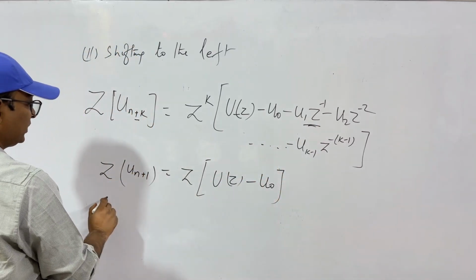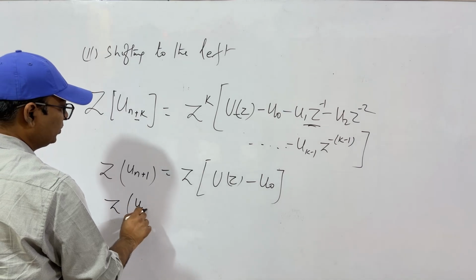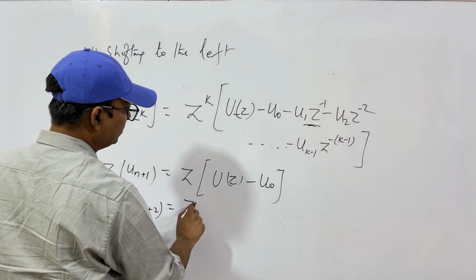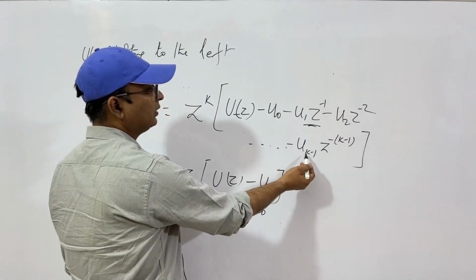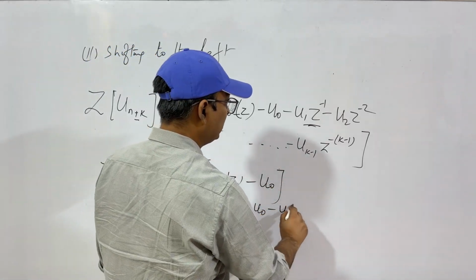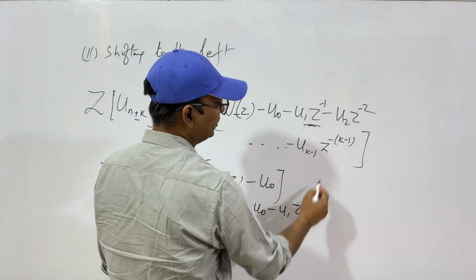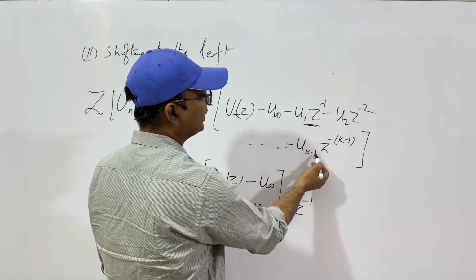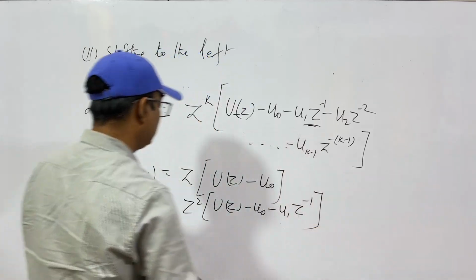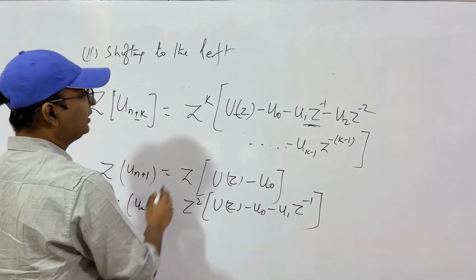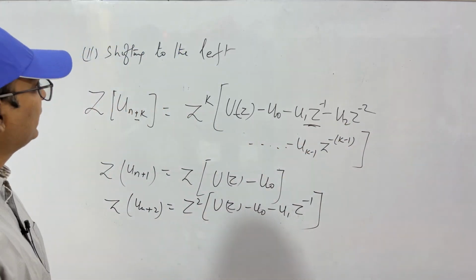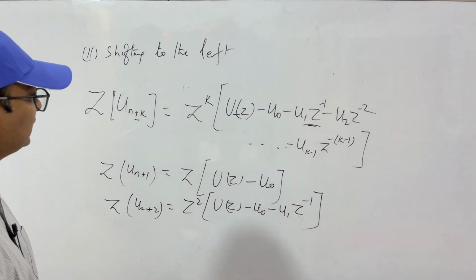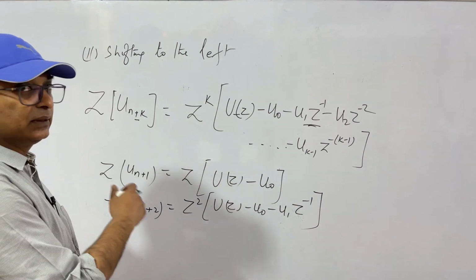So this is Z of u(n plus 1). What is Z of u(n plus 2)? It will be z squared U(z) minus z squared u0, then minus z u1, with the powers working out as 2 minus 1 equal to 1, and then 2 minus 1 minus 1 equal to 0. Similarly for u(n plus 3), it will be z cubed up to the u2 term. Clear? So these are the two properties. Let's see an example to understand this.